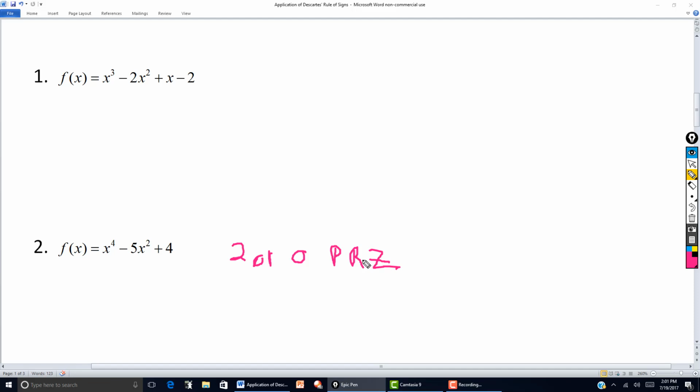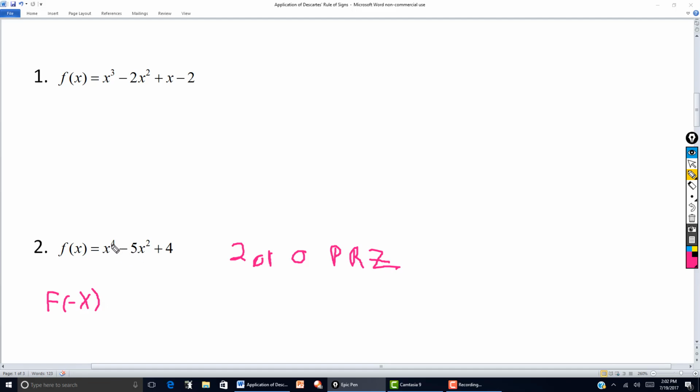Okay, so I could have 2 positive, or I could have none. Now let's look at f of minus x. All I'm doing here is just replacing the x by minus x. But notice, because of the even powers on the first 2 terms, those signs are going to stay the same.